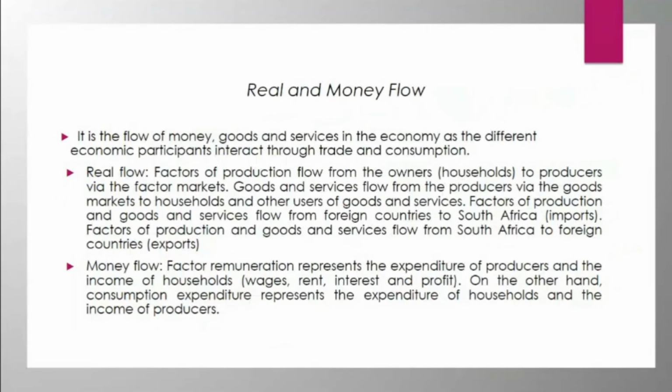And lastly, we have the real and the money flow. So this is the flow of money, goods, and services in the economy as the different economic participants interact through trade and consumption. The real flow are all the factors of production that flow from the owners, which are households, to producers via the factor market. So we know that goods and services flow from the producers via the goods market to households and other users of goods and services.